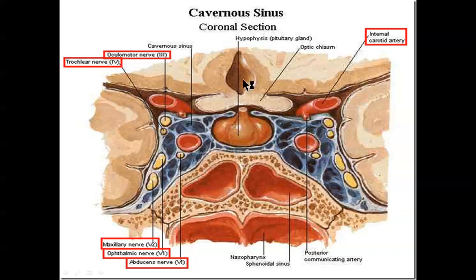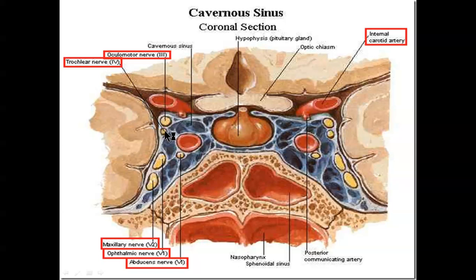Now, cross section of the cavernous sinus. Here we can see the pituitary gland in the sella turcica. Here we have the optic chiasm, and here we have the internal carotid artery. Here we have the abducens nerve. So, the more exact contents of the cavernous sinus are the internal carotid artery and the abducens nerve, C6.